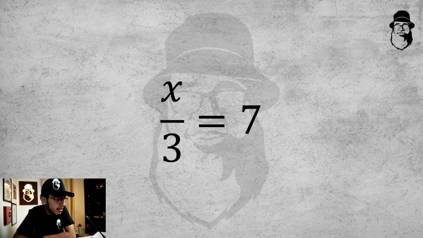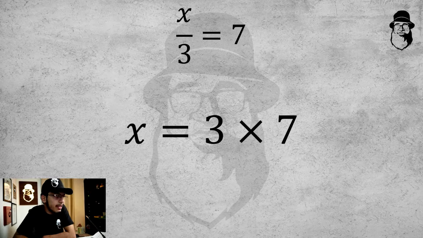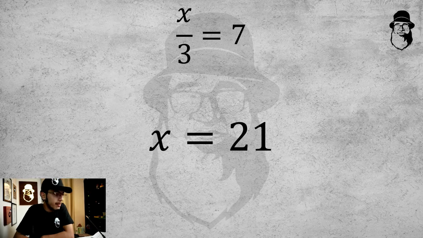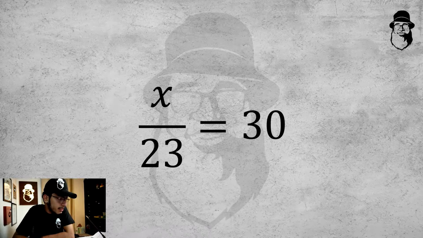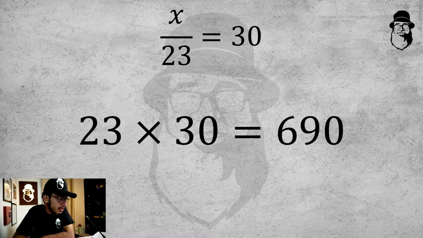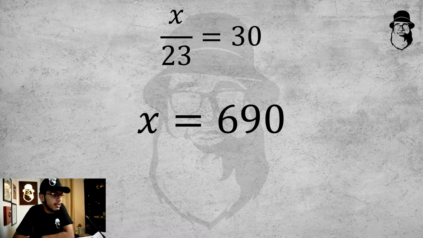Solve x/3 = 7. So x must be 3 times 7 and x = 21. We can see this is right because 21/3 is 7. x/23 = 30. As 23 times 30 is 690, we can say that x = 690.